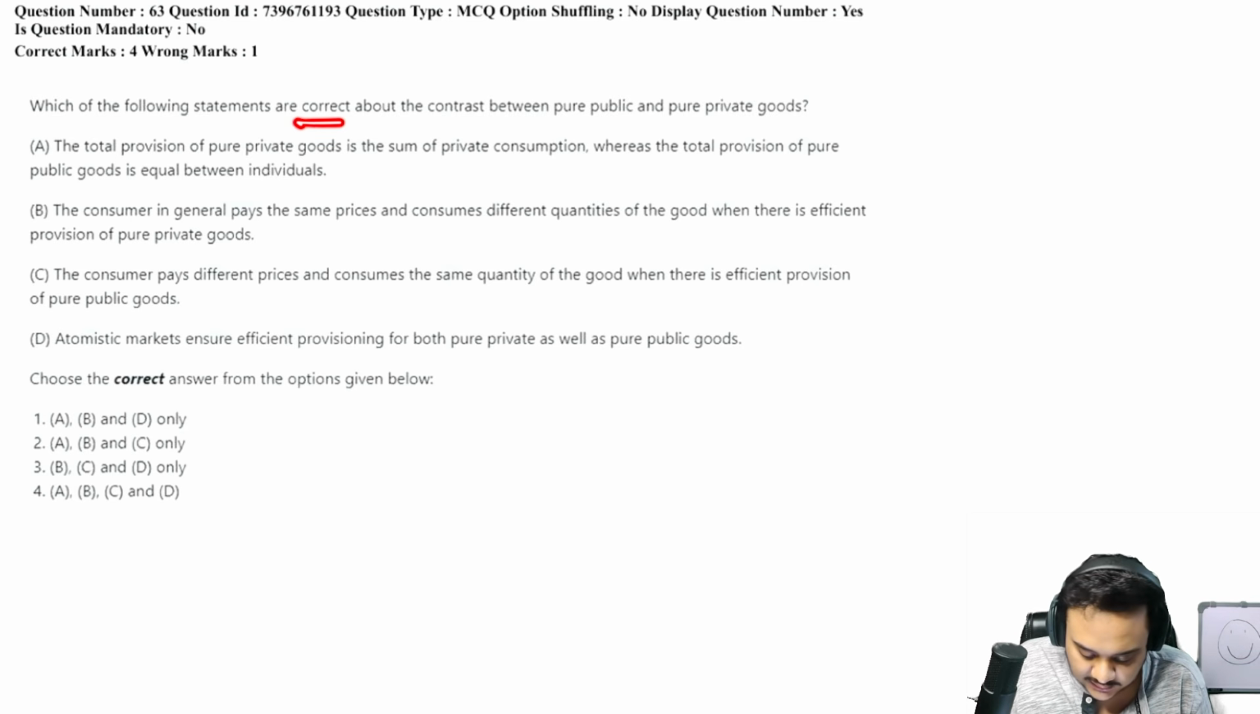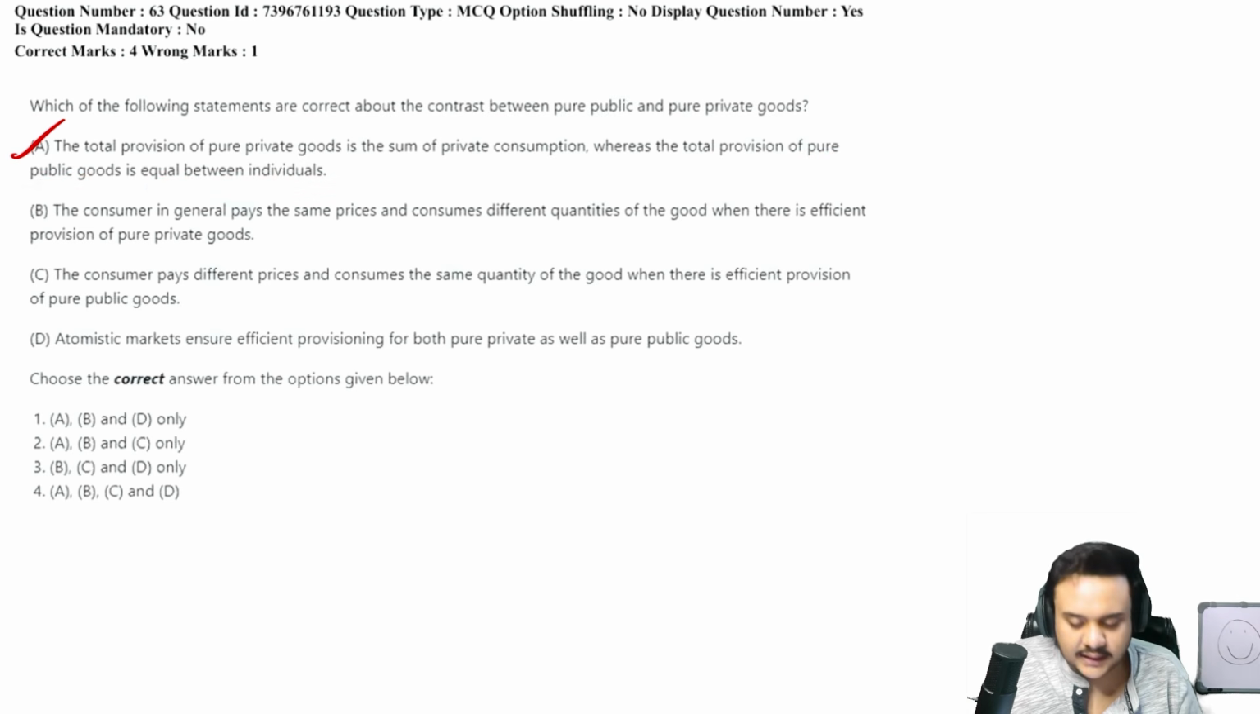Which statements are correct about the contrast between pure public and pure private goods? The total provision of pure private goods is the sum of private consumption, whereas total provision of pure public goods is equal between individuals. Absolutely correct. This is just explaining what the total sum of these goods is. So the sum of private consumption, and it is just stating a property of pure public goods here, that it would be equal between individuals.